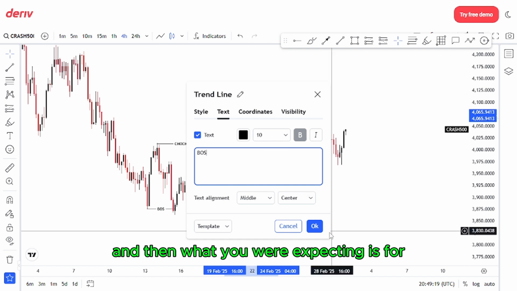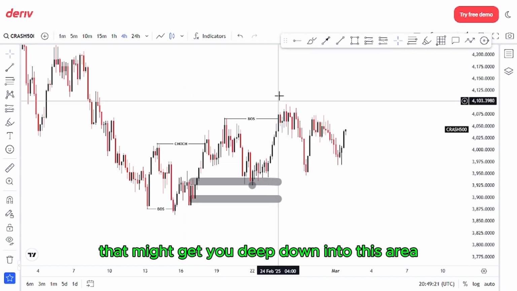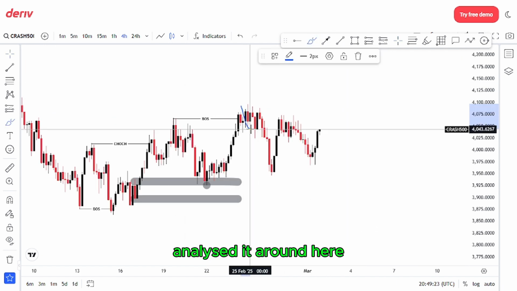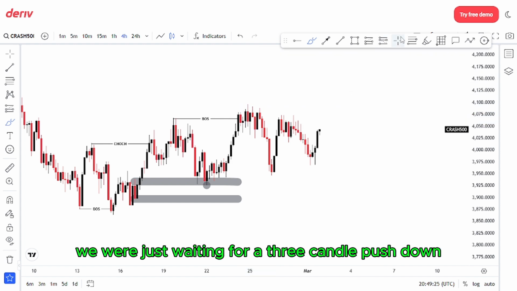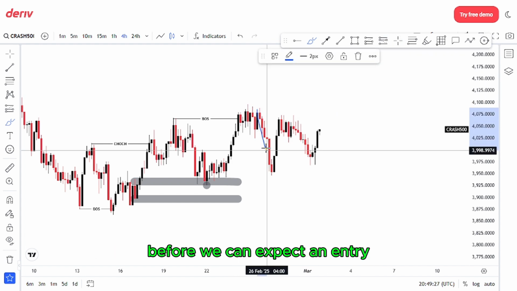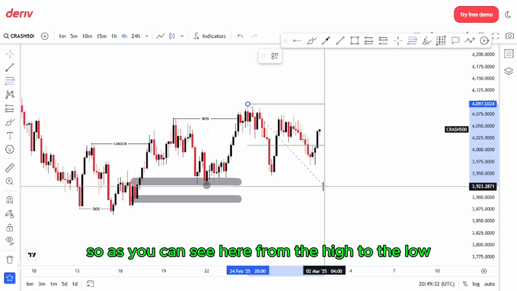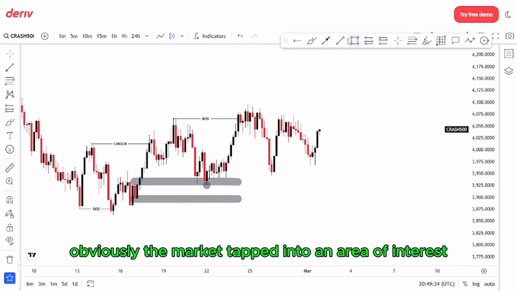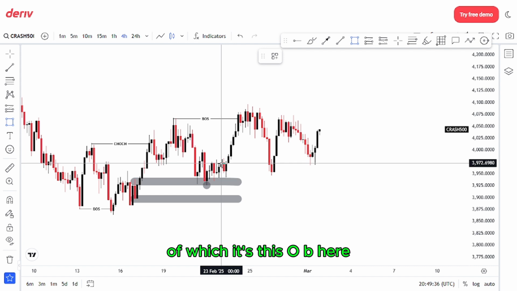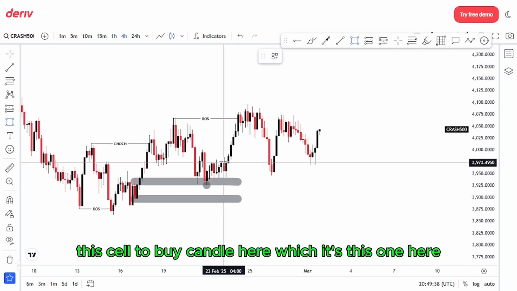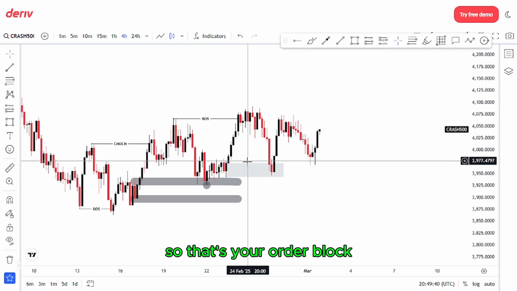And then what we were expecting is for the market to dip down into this area. We analyzed it around here. The market was just around here. We were just waiting for a 3 candle push down before we can expect an entry. So as you can see here, from the high to the low, obviously the market tapped into an area of interest, which is this OB here, this sell to buy candle here. So that's your order block.